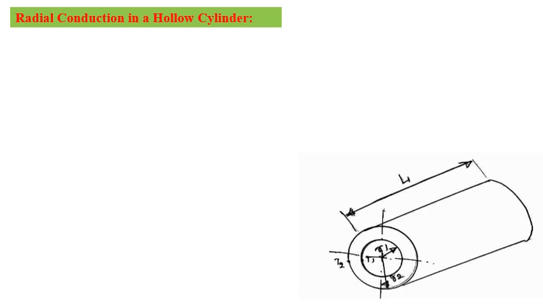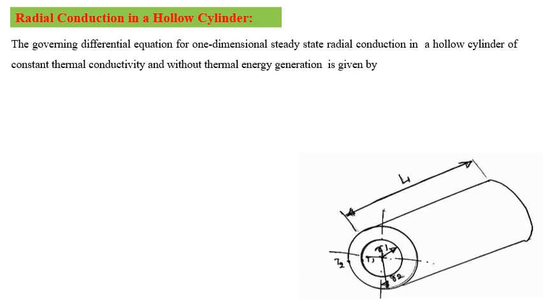Okay, so next, we know that the governing equation for one-dimensional steady-state radial conduction in a hollow cylinder is 1 by r into d by dr of r dt by dr is equal to 0, or d by dr of r dt by dr is equal to 0. Call this equation number 1.